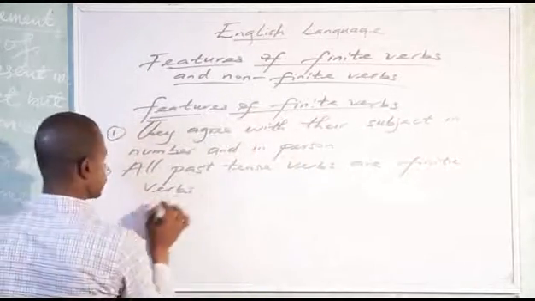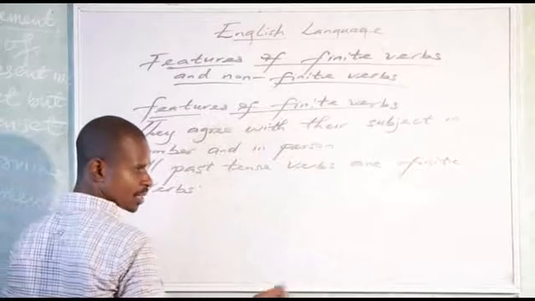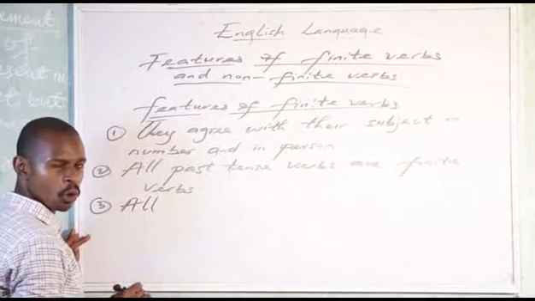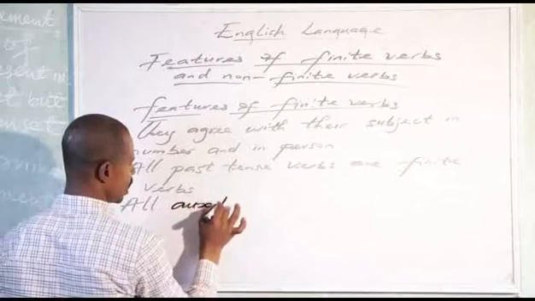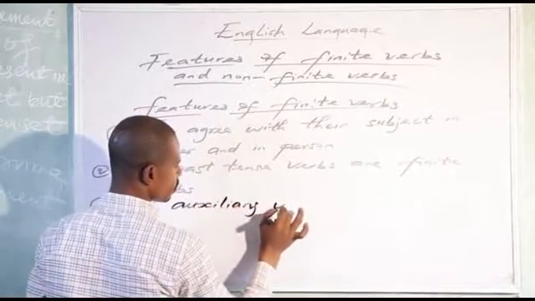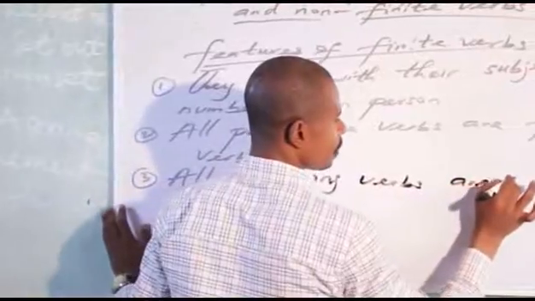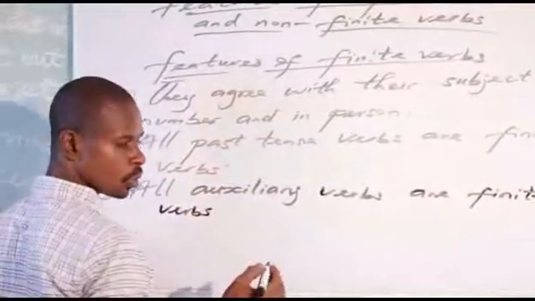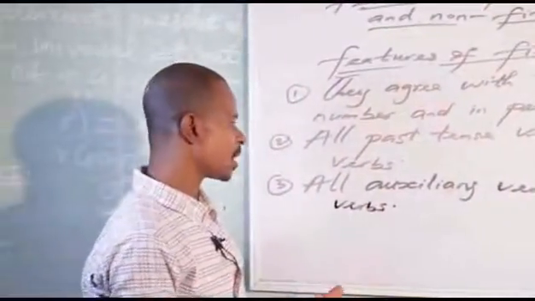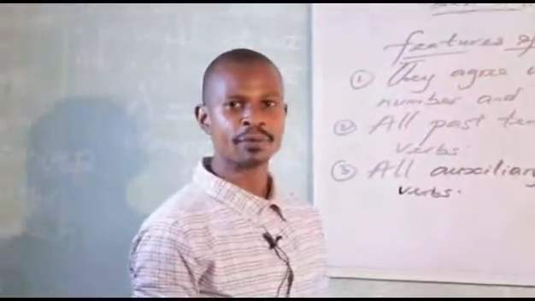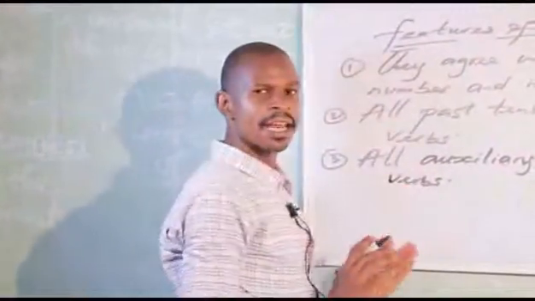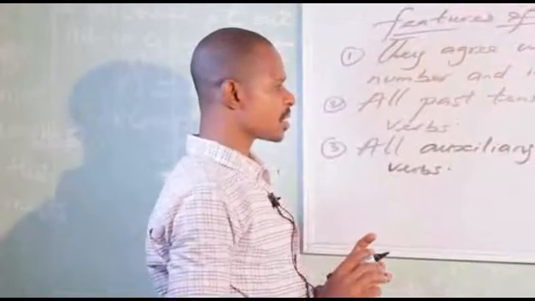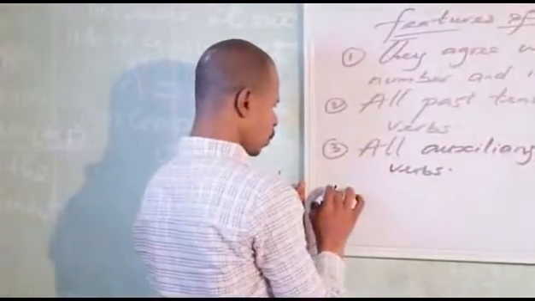Okay, that is all lexical verbs, past tense lexical verbs. They are finite verbs. 3, all auxiliary verbs are finite verbs. Okay, you all know what auxiliary is all about. We're talking about auxiliary verbs. These are helping verbs. So when you see any auxiliary in a sentence, you will know that such a sentence has a finite verb.